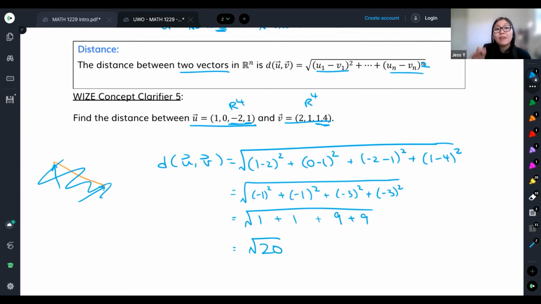So on the exam, if they somehow ask for the distance between two vectors, then you would choose the answer square root of 20, okay? Again, I don't think it's likely, but just in case, know the formula. It's very similar to length. You just have to do a subtraction.